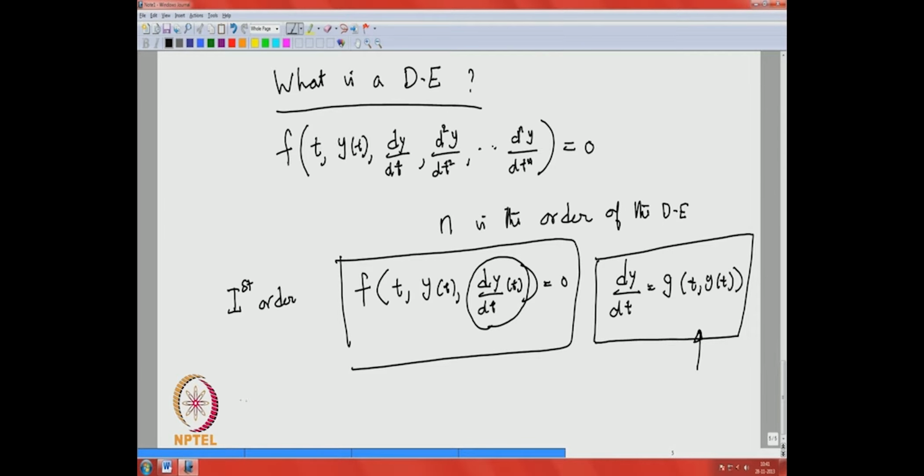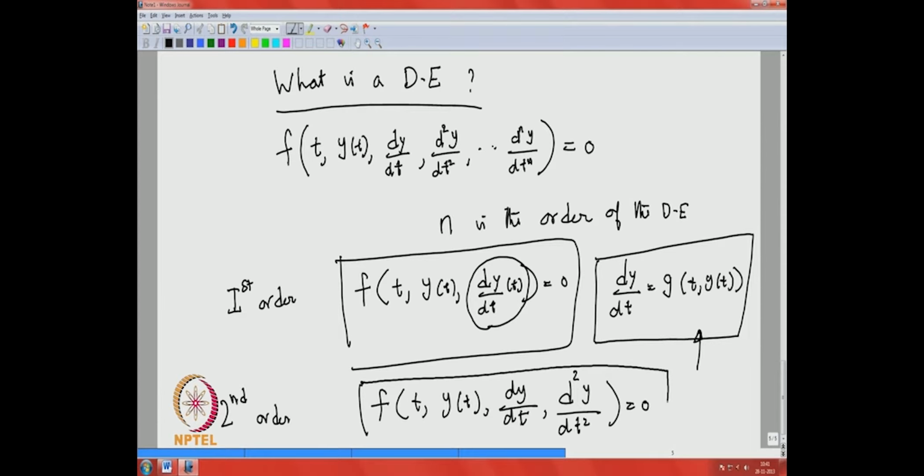And for a second order equation, we will not go further. Second order, you will have a differential equation connecting t, y of t, and dy by dt, and you will have d square y by dt square also, equal to 0. So, this represents a second order equation, and in addition to that, there is a classification called linear differential equation and non-linear differential equation.